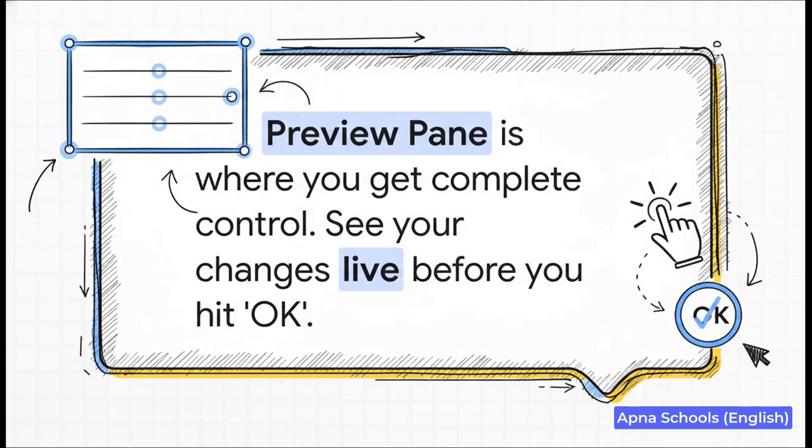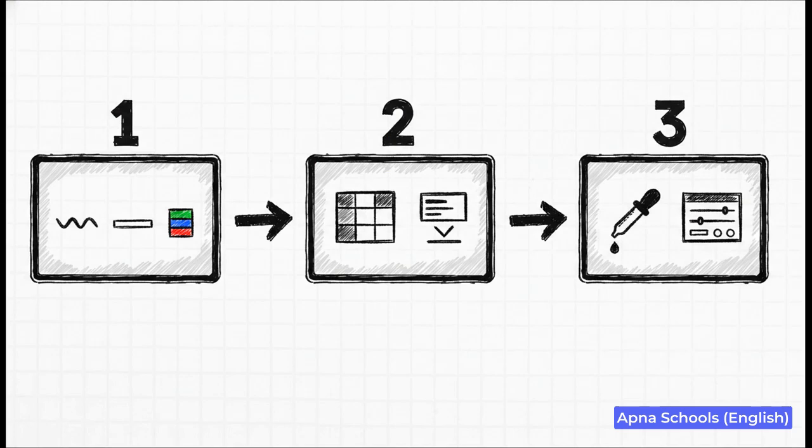And here's the key. That preview pane isn't just a static picture. You can actually click on the top line, the bottom line, the middle horizontal line, any line in that little diagram to add or remove the style you just built on the left. You get to see a perfect live preview of your design before you even hit the OK button. It's total control.